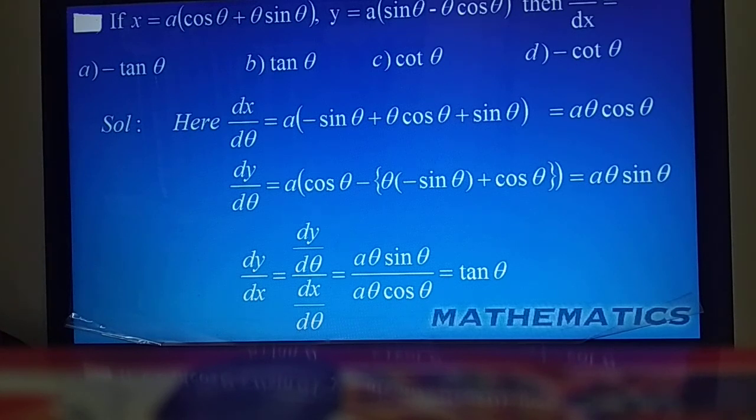Okay. So this is the summary for your differentiation. And in the next session we will solve 20 questions on this differentiation.